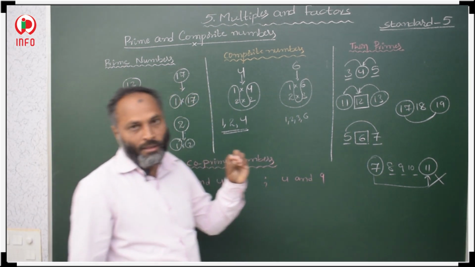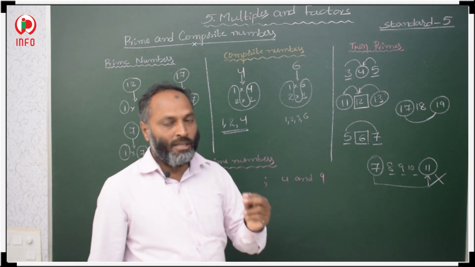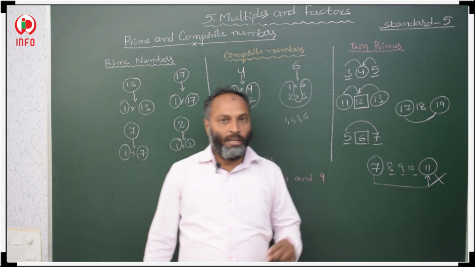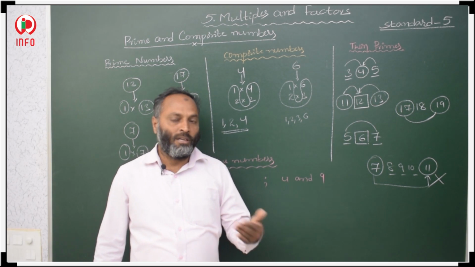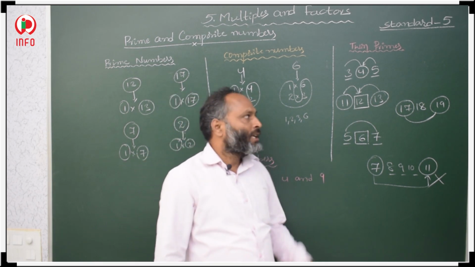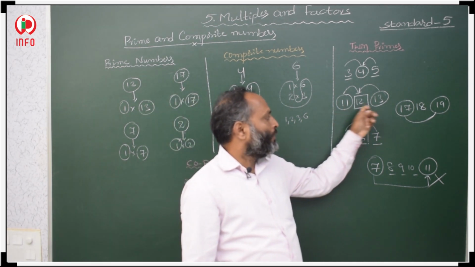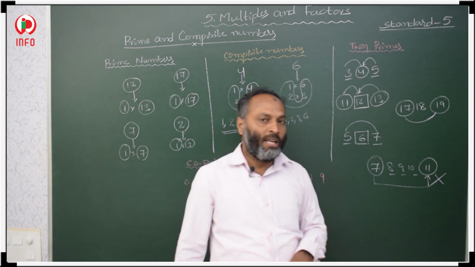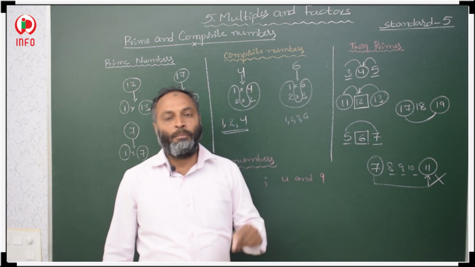First, the definition for prime numbers. Prime number, the number which is having only two factors, 1 and itself. That type of numbers are called prime numbers. Composite numbers, the numbers which are having more than two factors. Twin prime numbers. If in between two prime numbers, only one composite number is there, then those two prime numbers are called twin prime numbers.